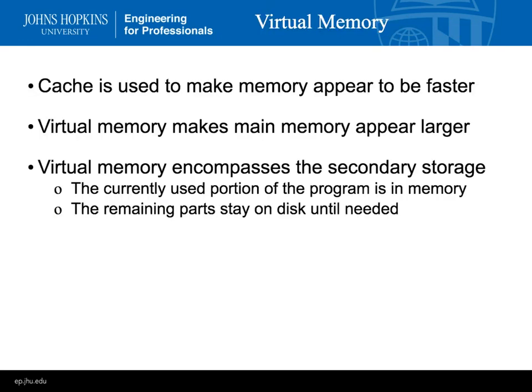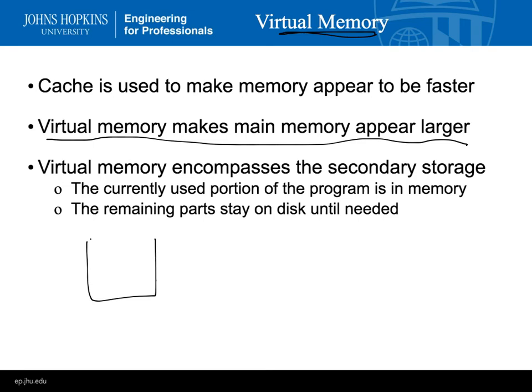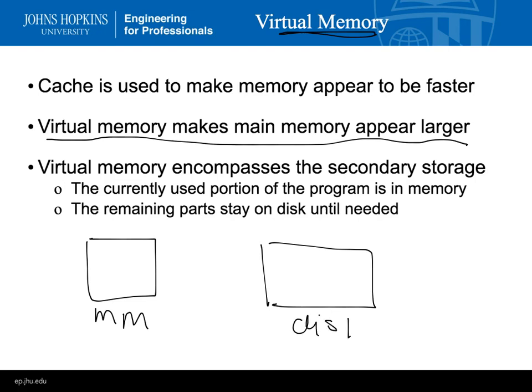Okay, so now we're starting on a different subject. Cache is used to make memory appear to be faster. Virtual memory makes it appear to be larger. Virtual memory is saying my main memory isn't big enough. I need to pretend I have more that's out here on disk or whatever. So can I pretend I have bigger main memory? And I do that using what's called virtual memory.